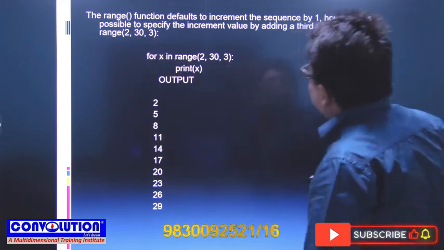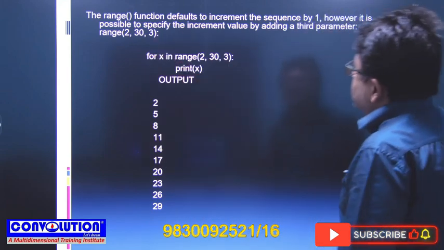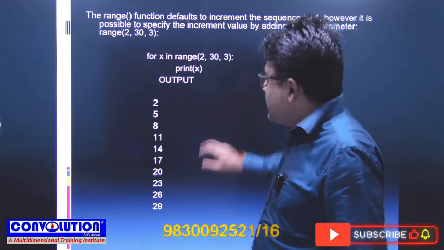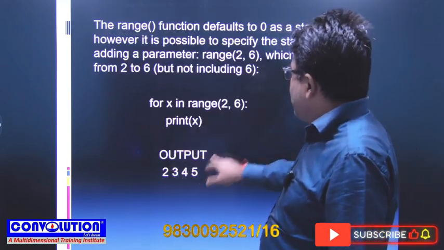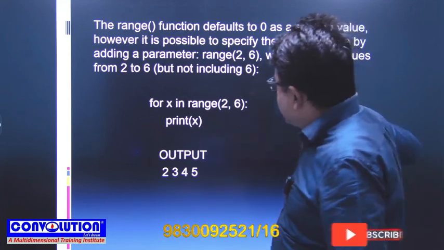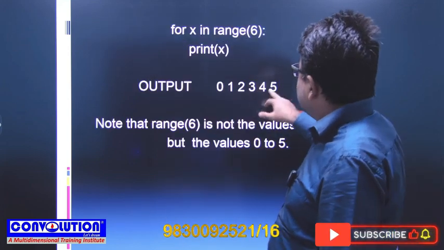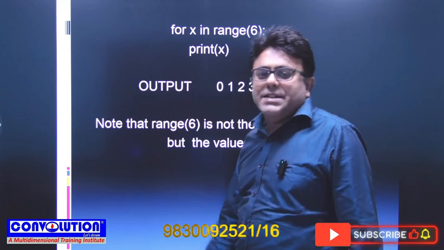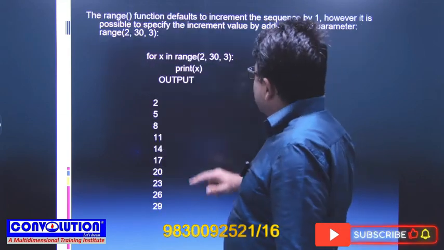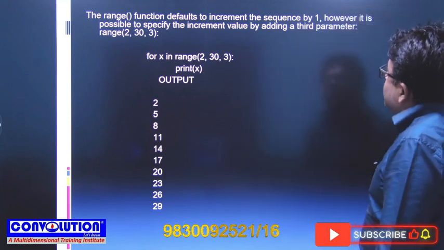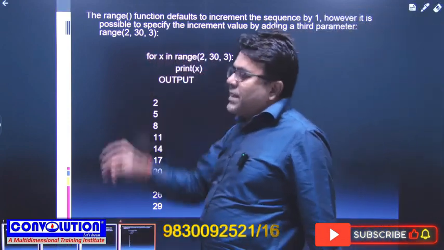The range function defaults to incrementing the sequence by 1. By default, the range function is going to increase by 1. If you look at this, 2, 3, 4, 5. If you look at this, it's 0, 1, 2, 3, 4, 5. So the incrementation is 1. But if I look at this one, the third parameter, if I want, I can specify.